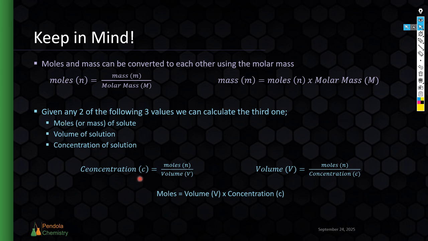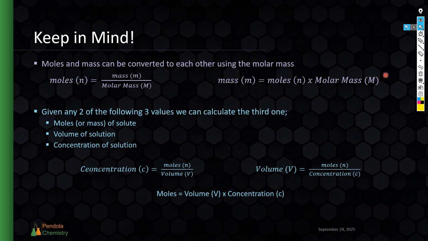So concentration is equal to moles over volume. Volume is equal to moles over concentration. These are different equations that we are just transforming. And this is very important, because the point here is not for you to memorize all of these equations, right? The point here is to realize that there are really only two equations that matter here.